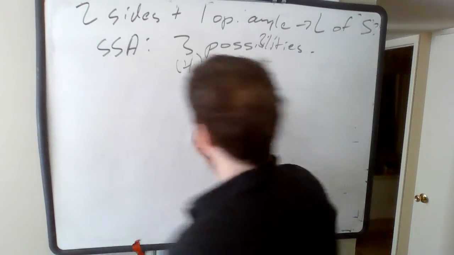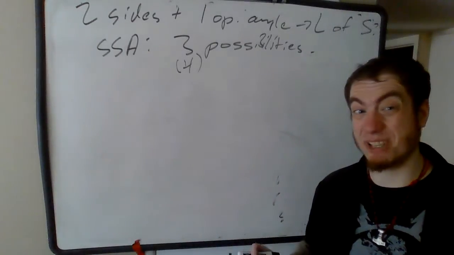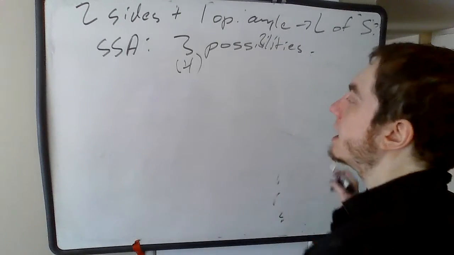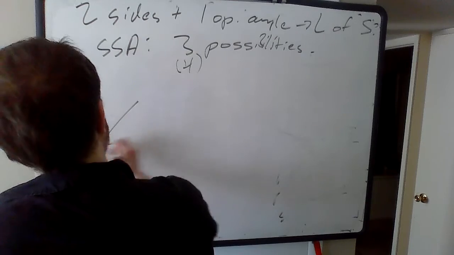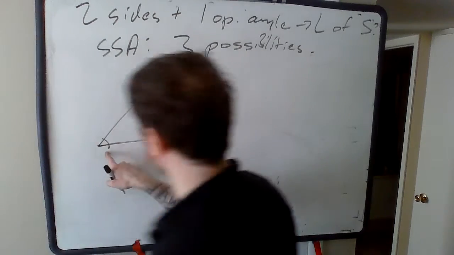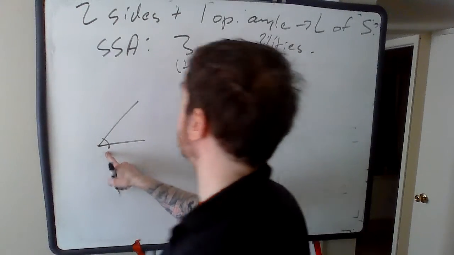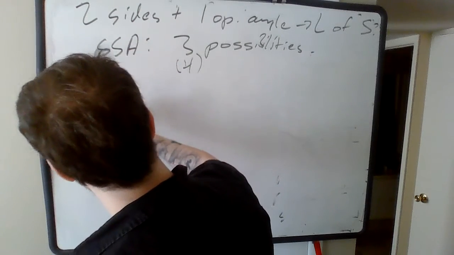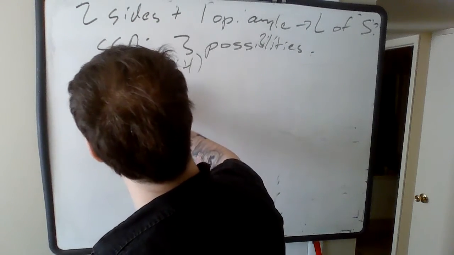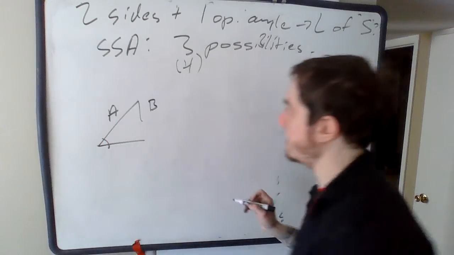There's 3 possibilities, although kind of 4 possibilities, depending upon how you want to think about it. What are the possibilities? So let's say that these are the angles that I give you. I give you this angle here, and I give you this side, and I give you this side, capital B.